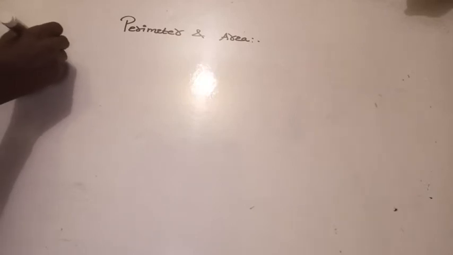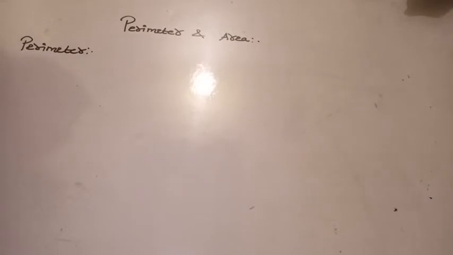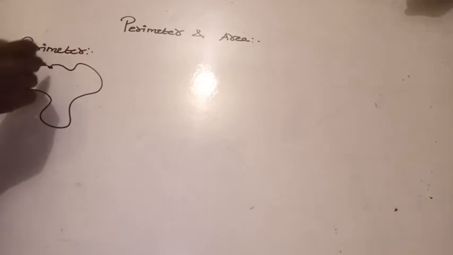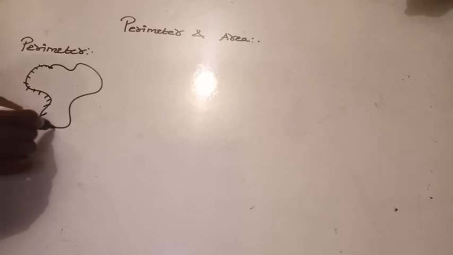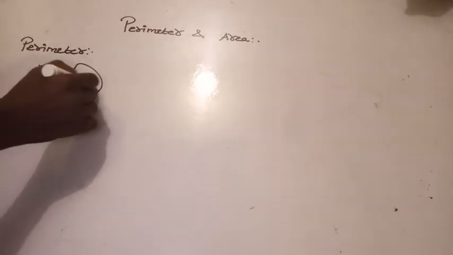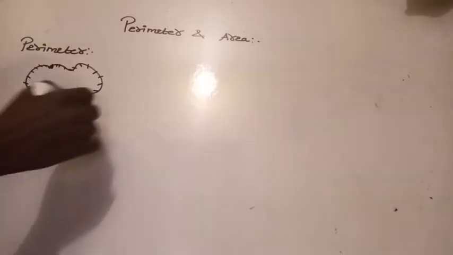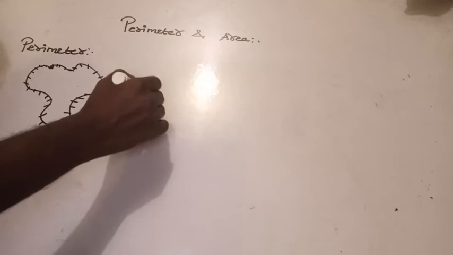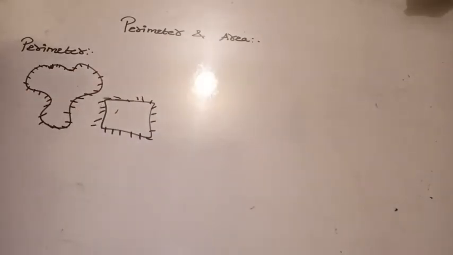Definition of perimeter. Yes, the distance around the outside of any two-dimensional shape. The distance around the boundary of the shape. It is called as what? Perimeter. It's a perimeter. Alright. So what is the exact definition?